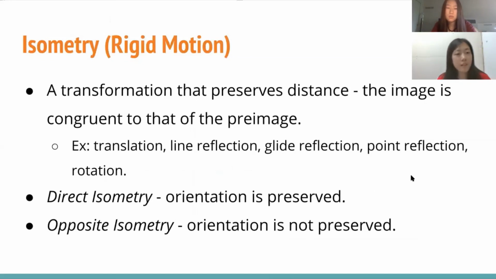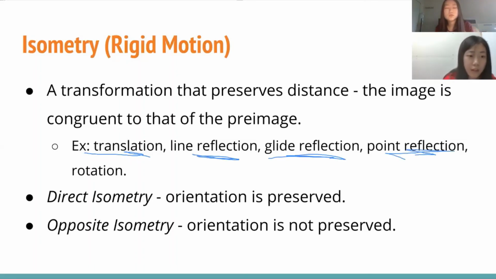And now we're going to go over rigid motions. A transformation that preserves distance means the image is congruent to the pre-image. Examples of transformations that preserve distance are translations, line reflections, glide reflections, point reflections, and rotations.